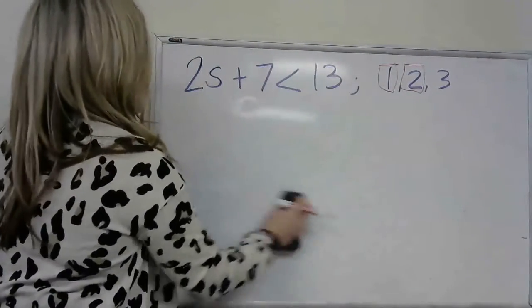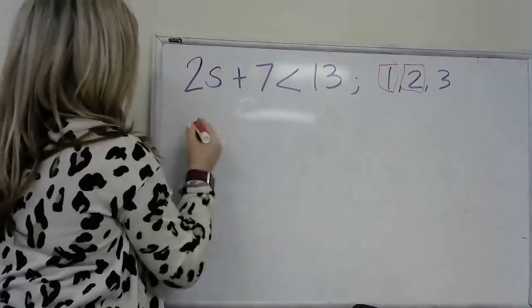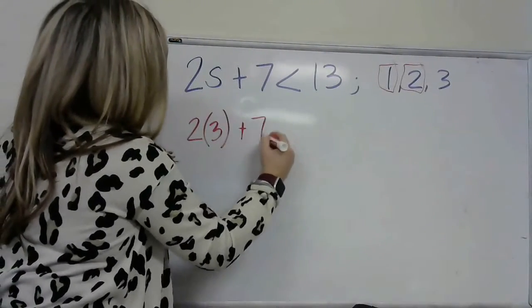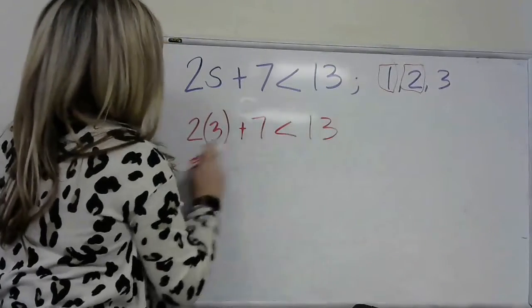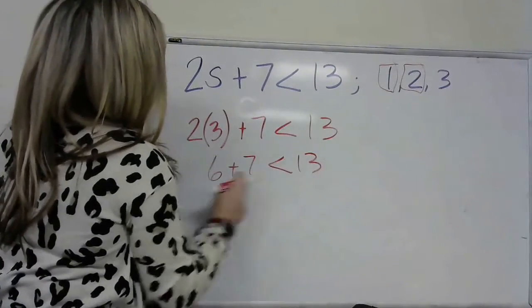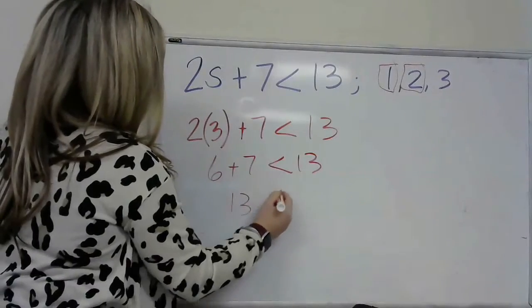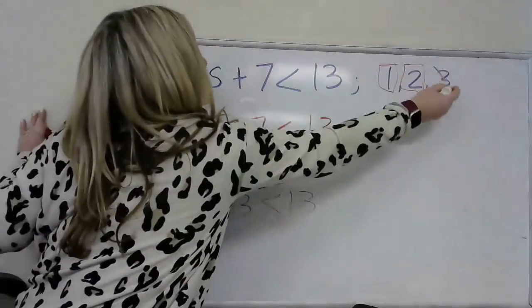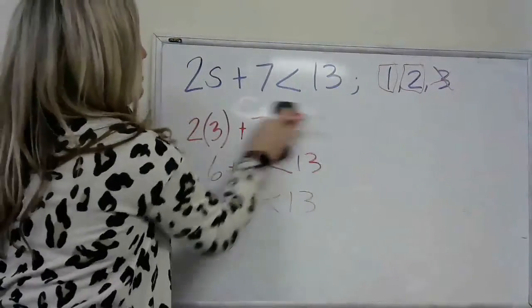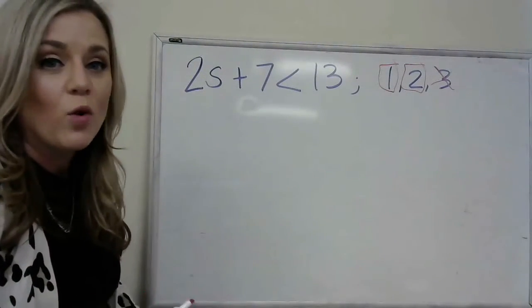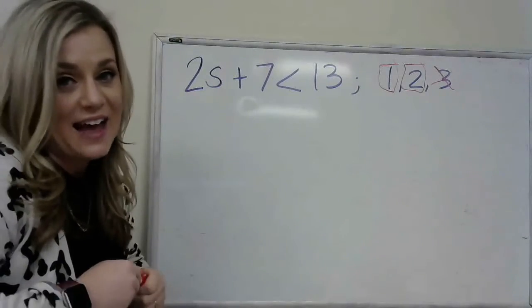All right. Now we're going to plug in 3 for S. Okay, 2 times 3 is 6. And 6 plus 7 is 13. And 13 is not less than 13, it's equal to. So 3 is not a solution. So 1 and 2 would be a solution for this problem. If you have questions, guys, please ask them.